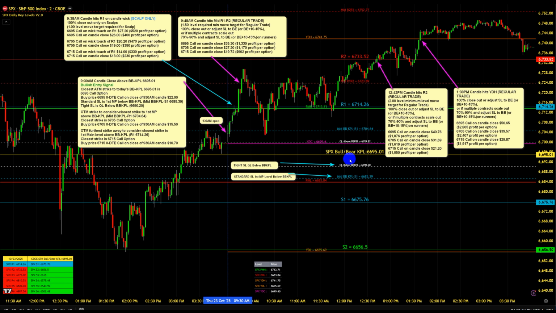The most important key level that the indicator gives you for the session is this level here, the SPX Bull Bear KPL, which stands for key price level. We also refer to it in our videos as the BBKPL, and as you can see in some of the other levels, it's also referred to as the BBKPL. This is the important bull bear pivot for this session.